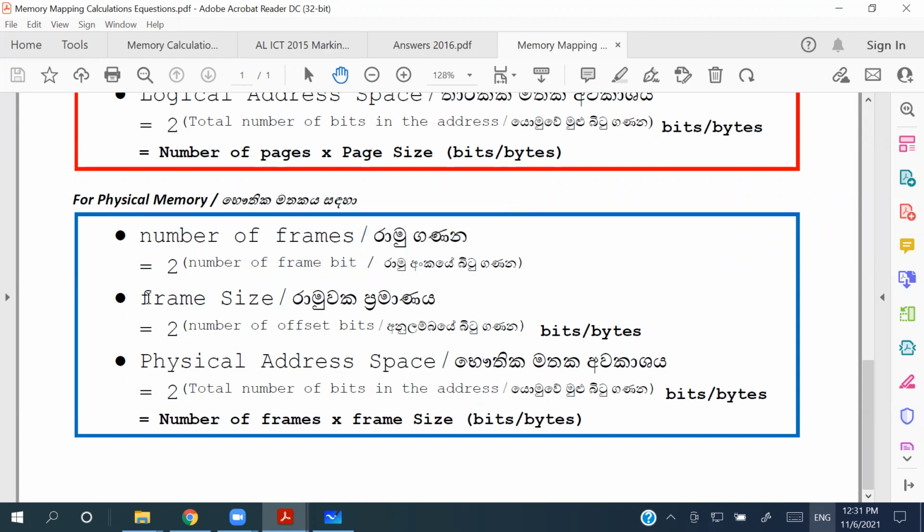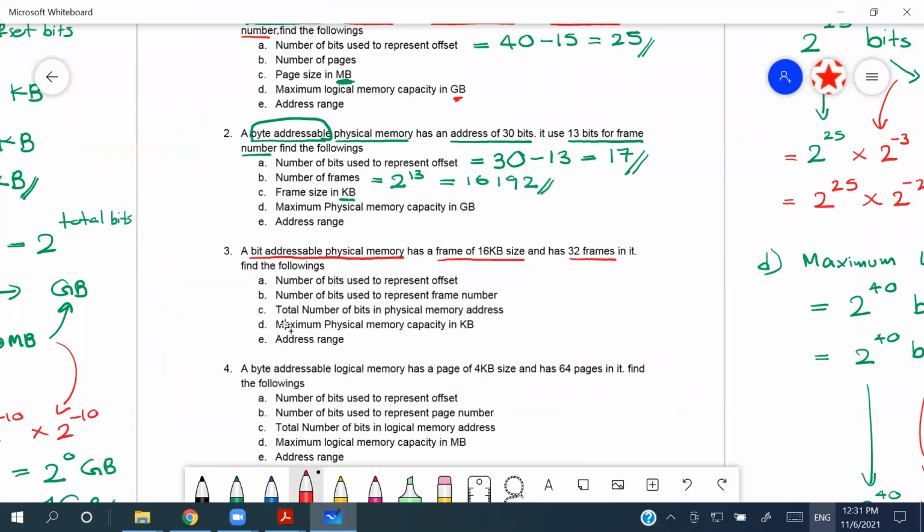And again they have given the size of a frame. Earlier we were given the size of the offset, how many bits are there in the offset. This time we are given the size of the frame, so from that we can find how many bits are there in the offset, right? For the moment we don't know the number of bits in the frame number or in the offset. When we don't know anything, still we can draw the sketch, right? We are going to draw the sketch like this.